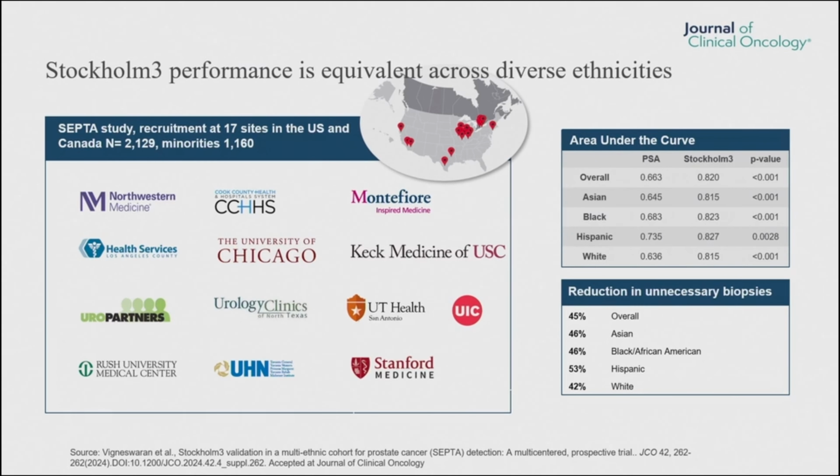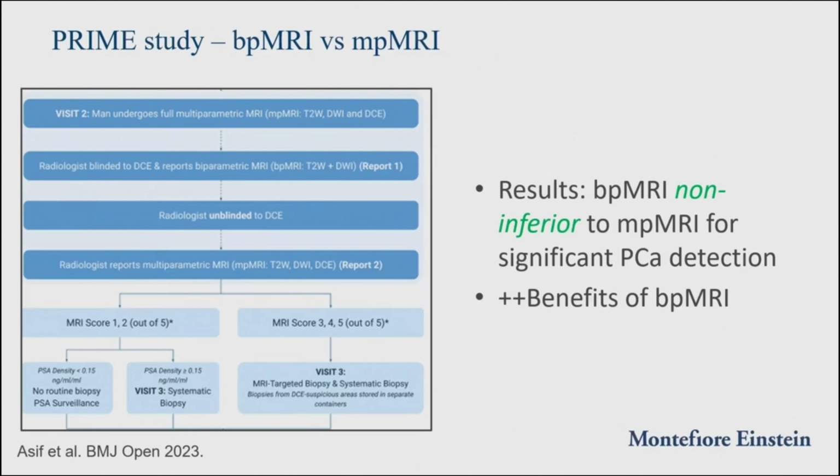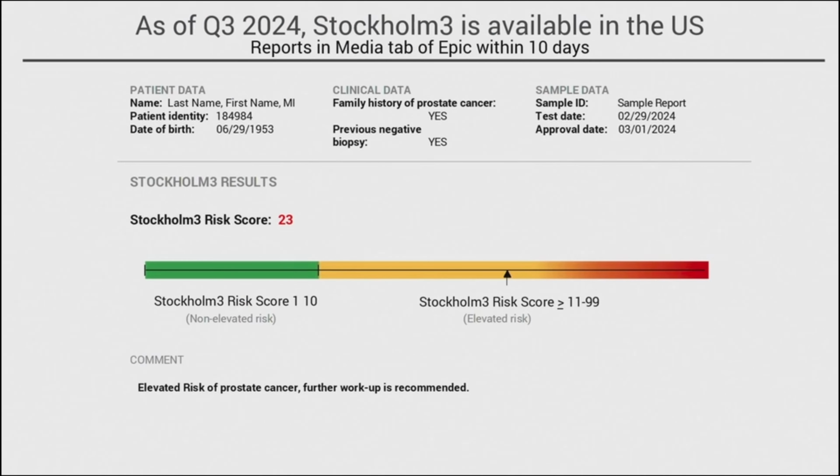What was really interesting in this study, without getting into too many specifics about Stockholm 3, is that it showed an improved area under the curve for detection of grade group 2 or higher prostate cancer compared to PSA in every single group. And it also helped to reduce unnecessary biopsies pretty much across the board in these groups. And it is now available in the US. You can order this. I think that we will begin to see more research coming out as people start to use this in the U.S. population.